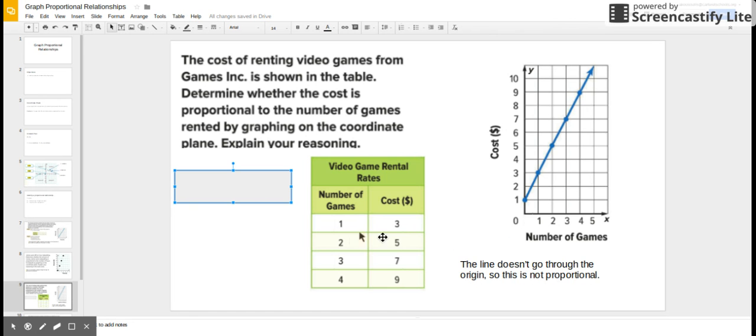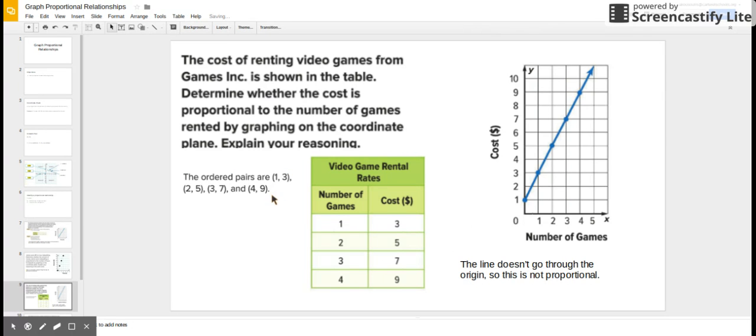All right, and if you're not sure how to read straight across with this table, just write out your ordered pairs, and that's easier. 1, 3, 2, 5, 3, 7, 4, 9. That's how we got to this graph. Now, we graph 1, 2, 3, and 4 points, right? Because there's 4 points here.